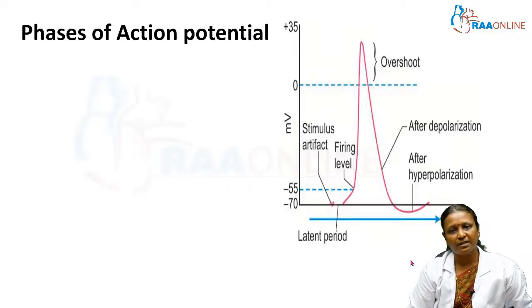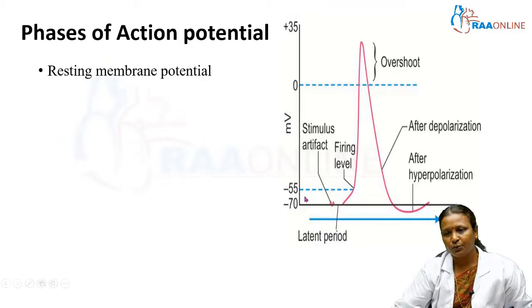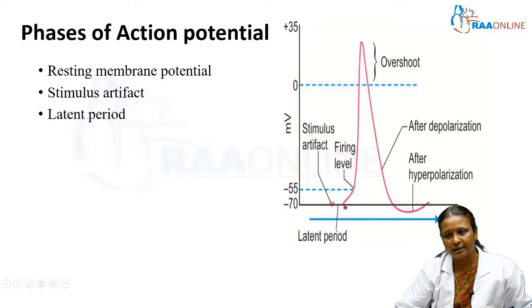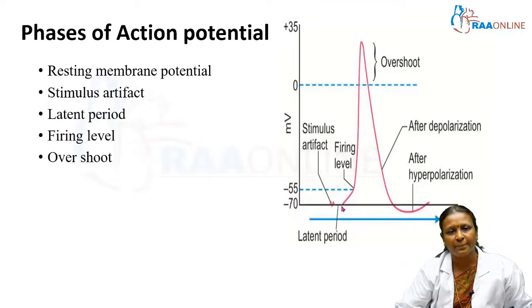So, coming to the phases of action potential, you have the resting membrane potential, you have a stimulus artifact. After the stimulus artifact, there is a duration during which there is no change in the membrane potential. You call that the latent period. Then you have the firing level. Then you have the overshoot. This phase is the depolarizing phase. Then you have the repolarizing phase.